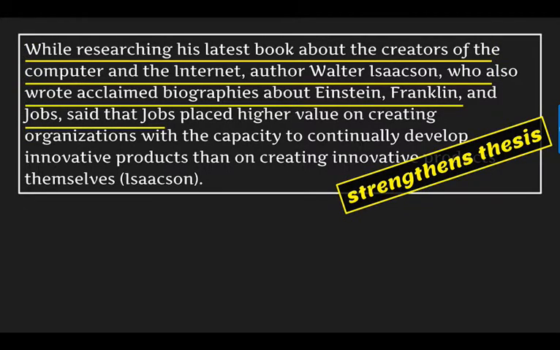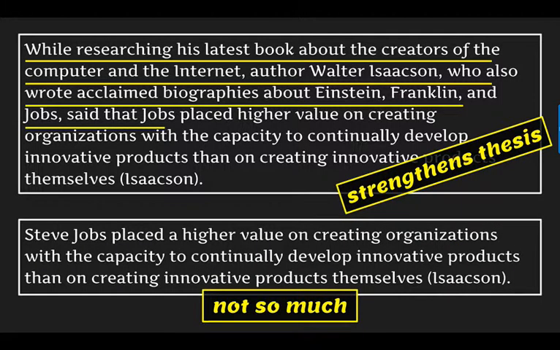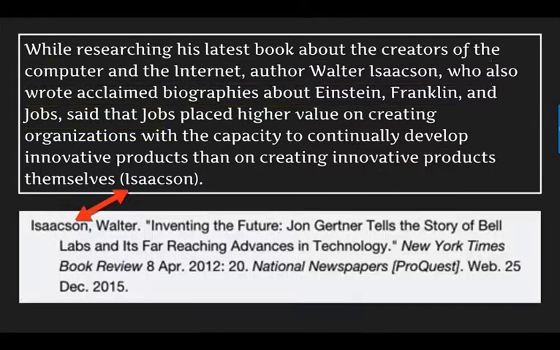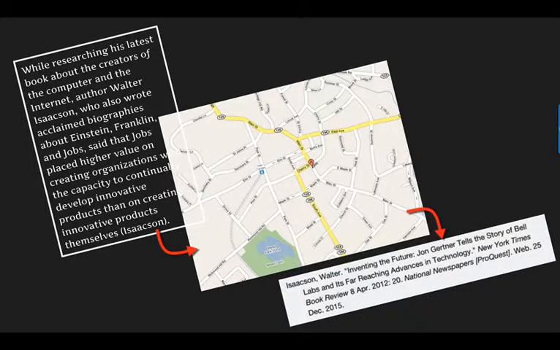And that right there, that passage, strengthens my thesis. Whereas this bottom example, not so much. So what you have in the parentheses is really basically a roadmap that will bring you back to that citation in the works cited. And it's very important that whatever goes in the parentheses is exactly what appears in the first part of the entry in the citation.